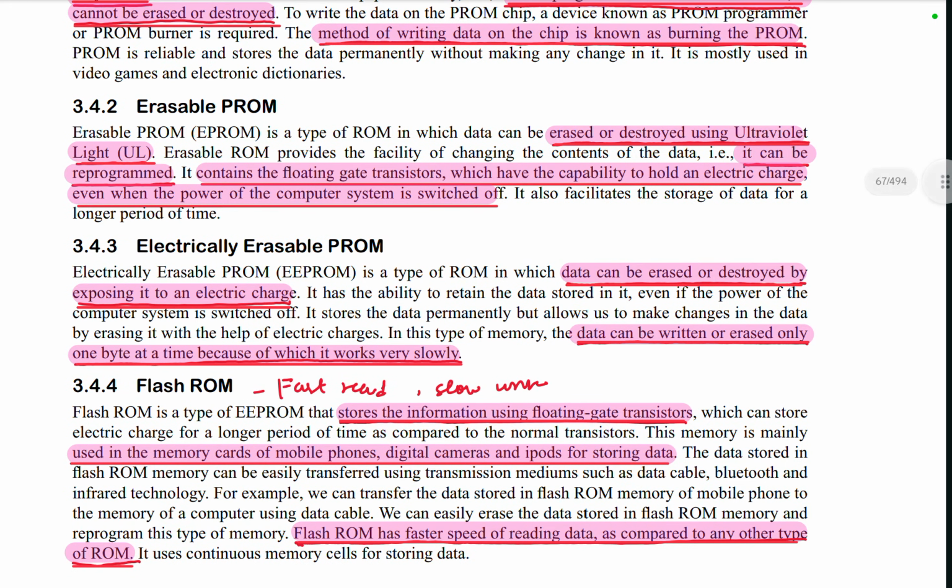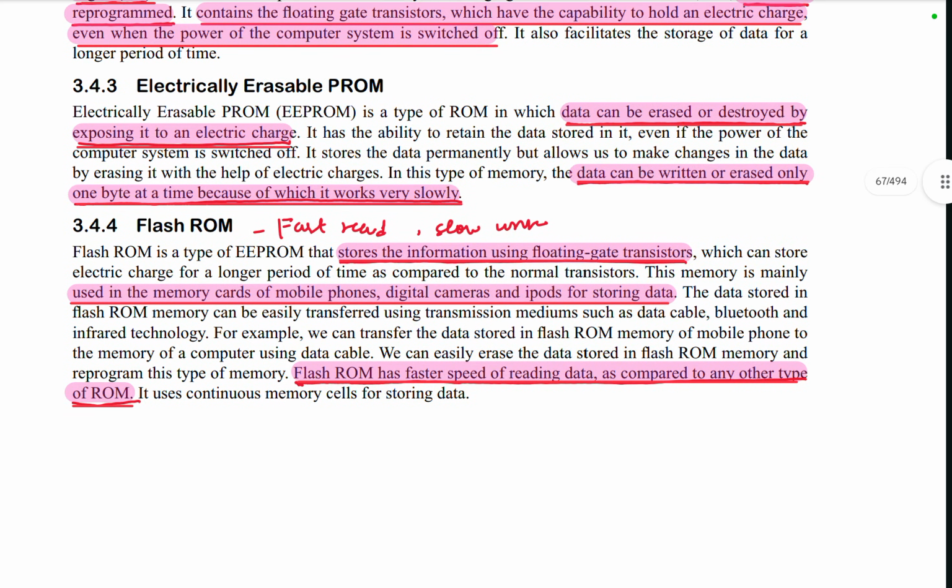Erasable PROM can be erased or destroyed using ultraviolet light. It can be reprogrammed. It contains floating gate transistors which have the capacity to hold the electric charge even when the power of the computer system is switched off. In electrically erasable PROM, data can be erased by exposing it to an electric charge. Data can be written or erased only one byte at a time, because of which it works very slowly.